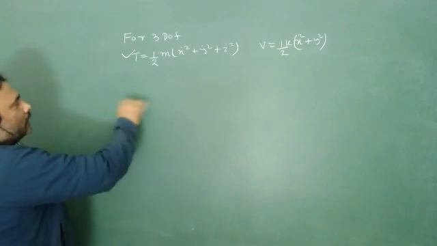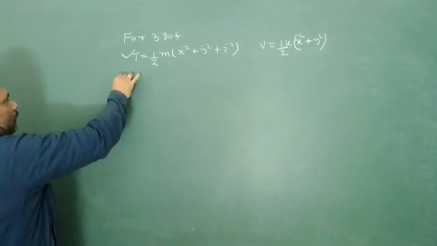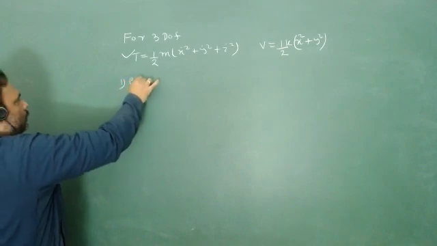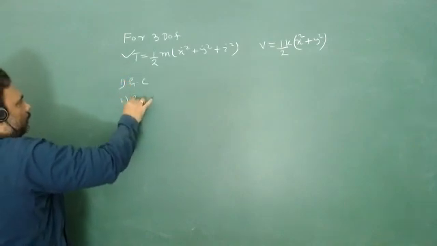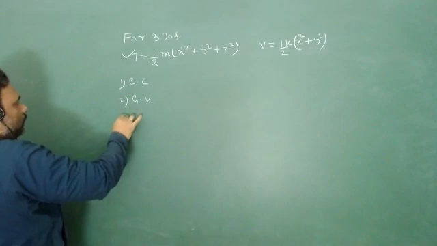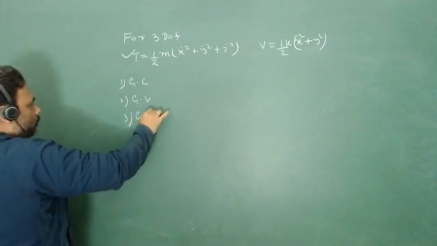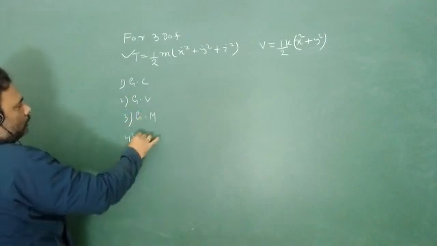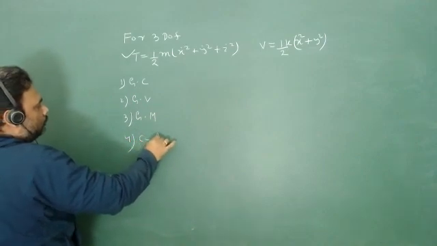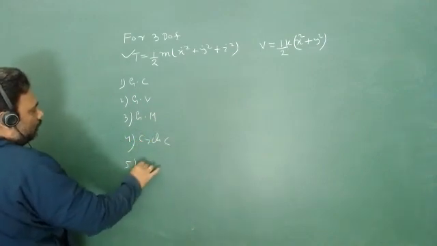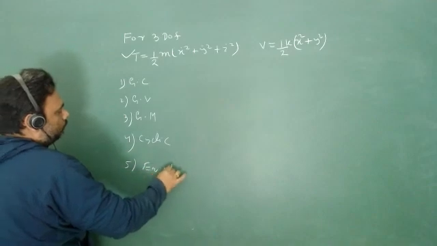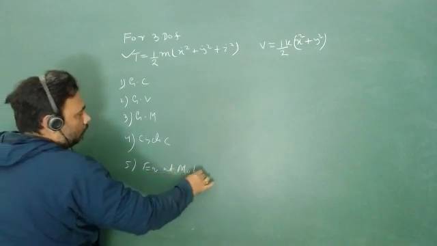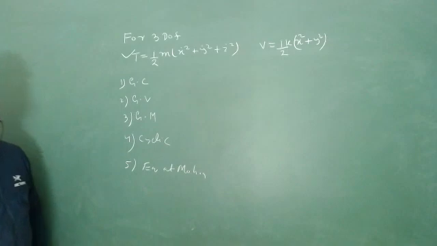So obviously, what we have to do: first we have to find the generalized coordinates, second the generalized velocities, third the generalized momenta, fourth the cyclic coordinate, fifth the equations of motion. We have to write all of this. What are the generalized coordinates?